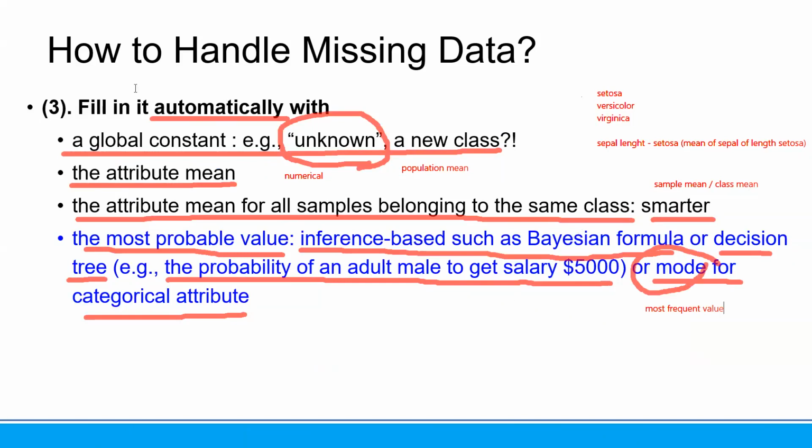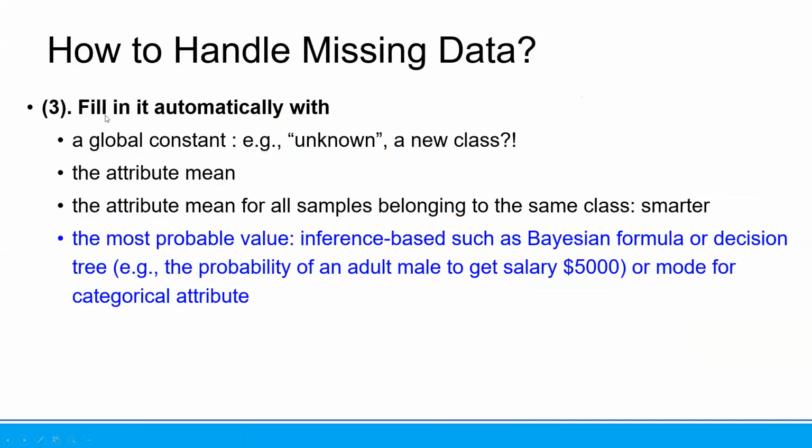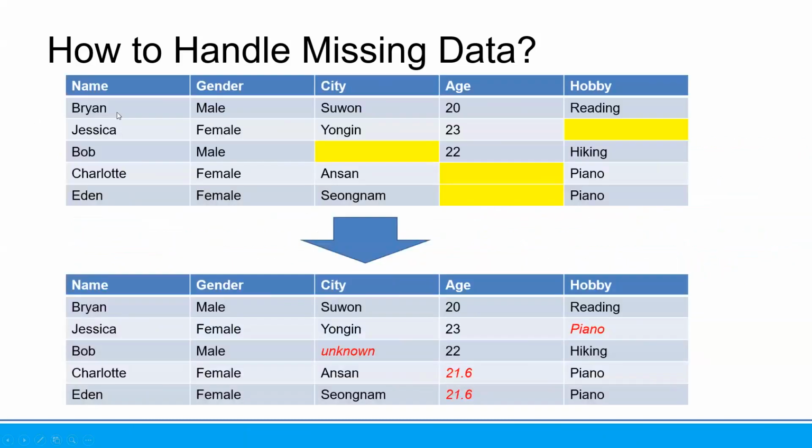So this is the way to fill in automatically. We can use some statistical properties. Now, let's see this example.